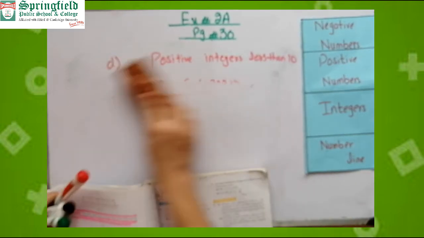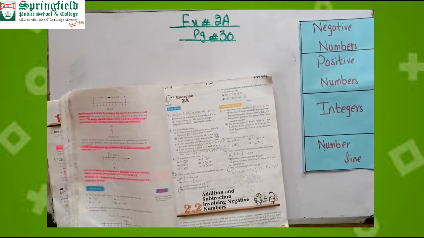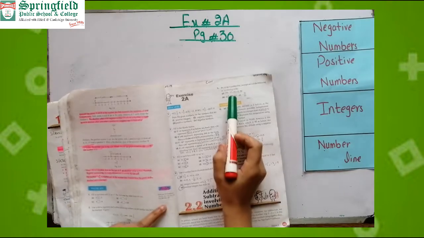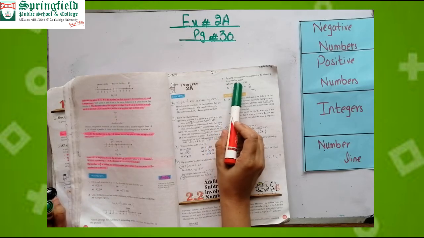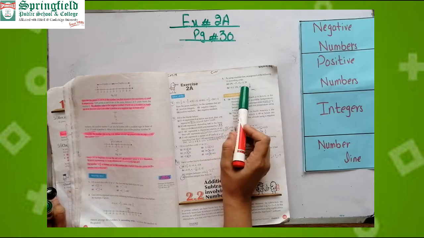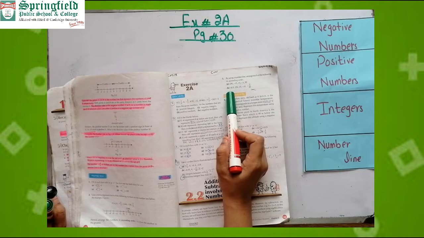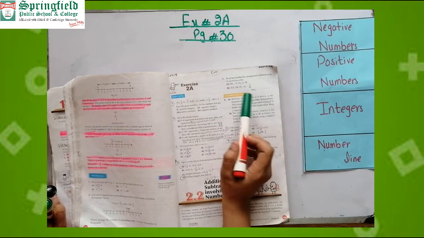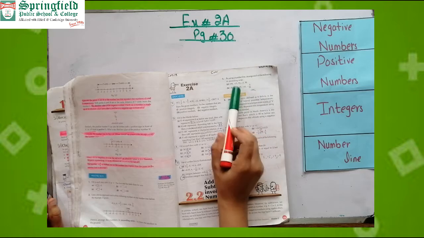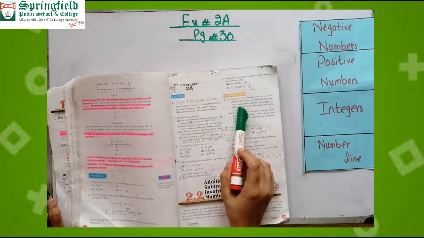Okay, now complete these questions in your notebook. Understood, beta? Okay, now come to question number 5. In question number 5, they are saying find by using the number line, arrange each of the following in ascending order. Ascending means smallest to biggest. First we will write the smallest number, then the bigger, then the biggest number. Understood? Okay, now question 5 is also your task.